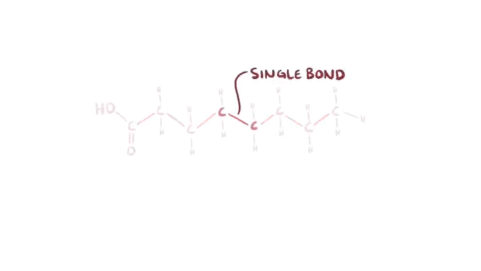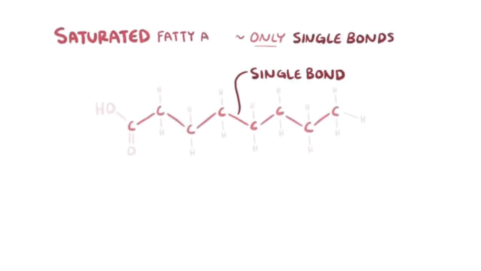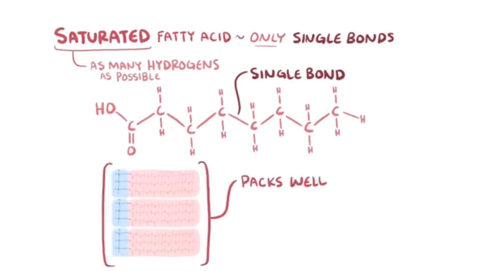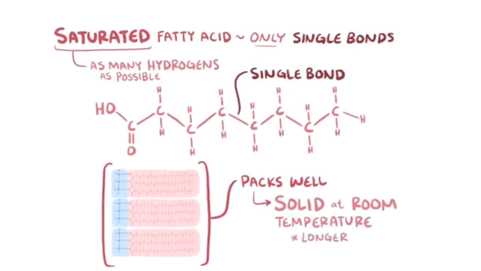Fatty acid chains are also categorized by the bonds connecting the carbons in the chain. A single bond is just one bond between the carbon atoms. And when a fatty acid chain has only single bonds, it's called a saturated fatty acid, because it has as many hydrogen atoms as possible, or it's saturated with them. Triglycerides with saturated fatty acids are nice and straight, so they pack together really well. And as a result, they're usually solid at room temperature. And the longer the saturated fatty acid chain, the more likely it'll be solid at room temperature.